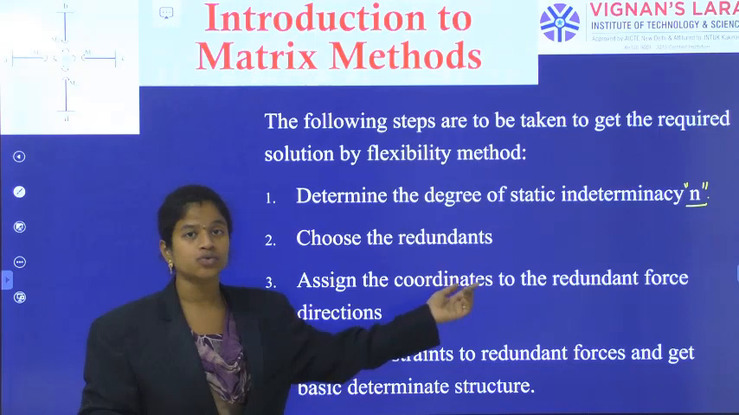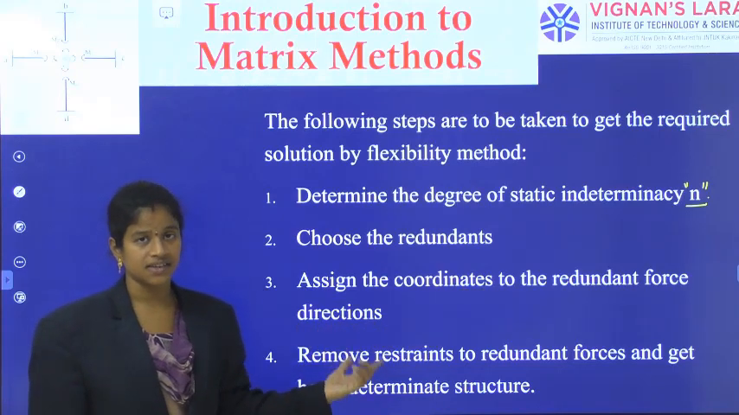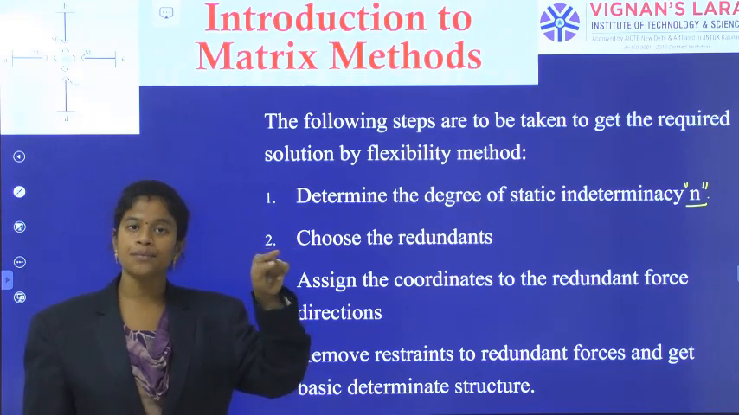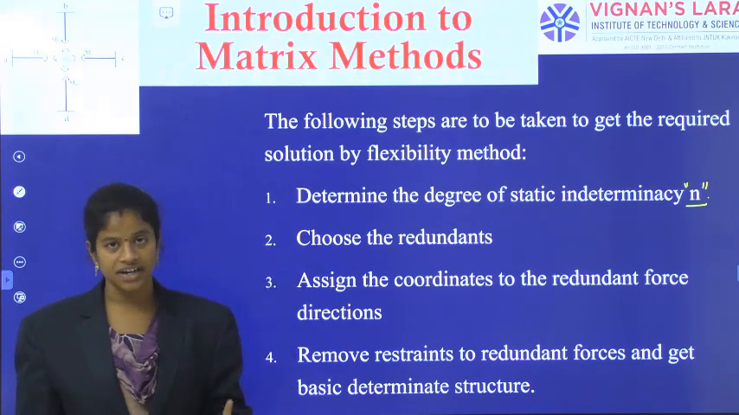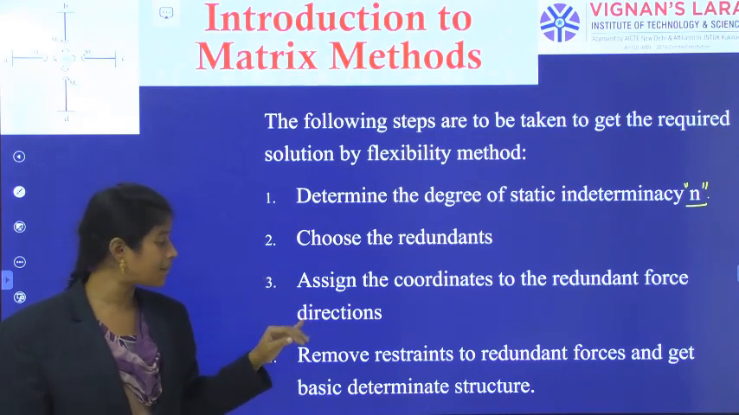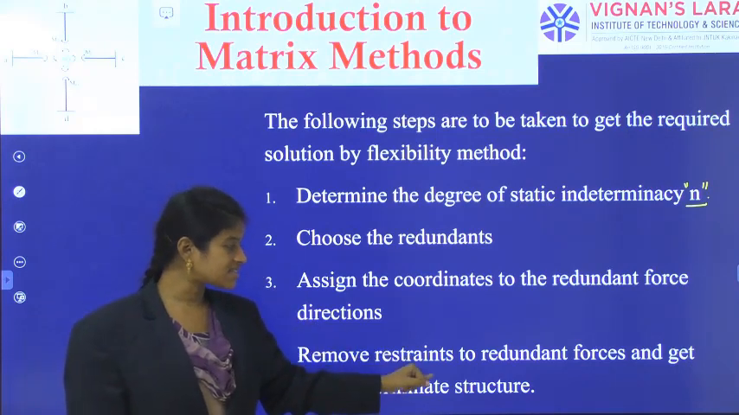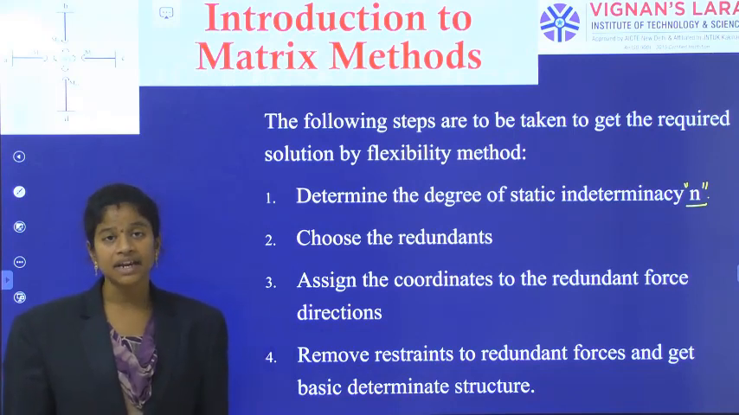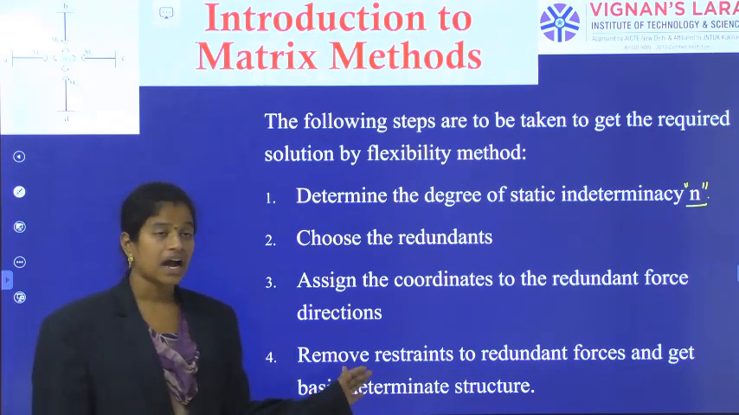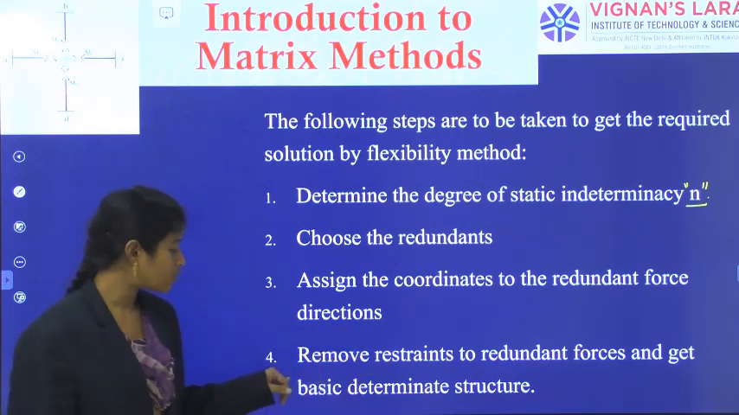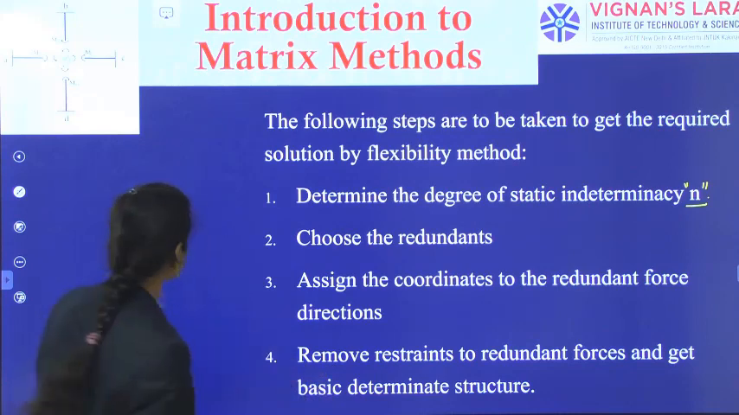And then assign the coordinates to the redundant forces and their directions. I have to give the corresponding direction even at the same point also. In this direction one coordinate, in this direction another coordinate. Like that we have to give the numbering. And then remove the restraints to the redundant forces and get the basic determinate structure. After removing the restraints to the redundant forces, we have to get the basic determinate structure.